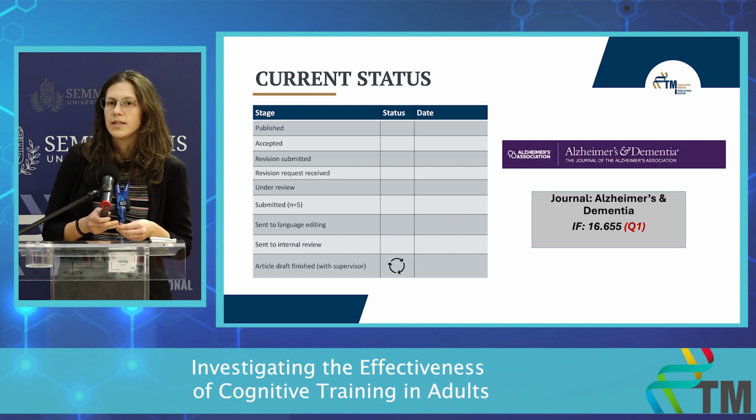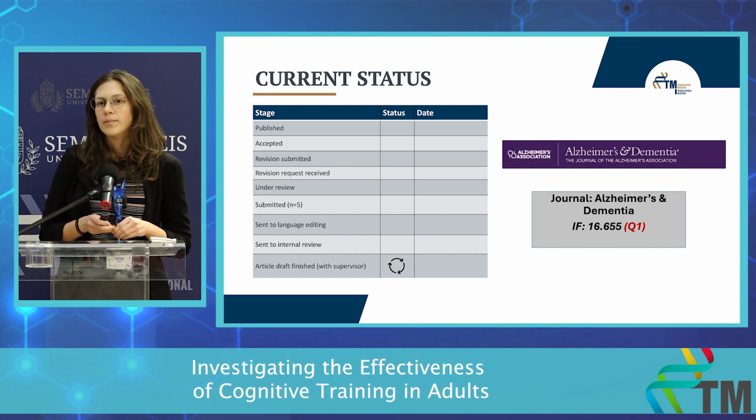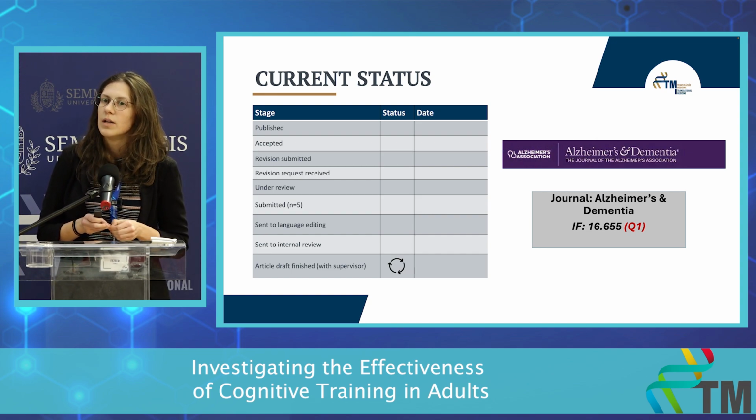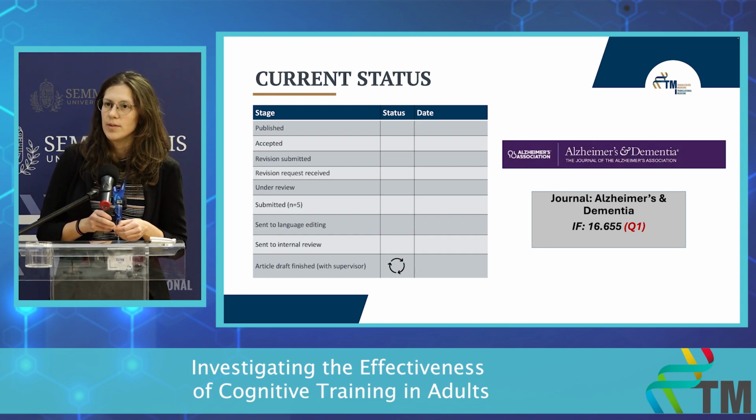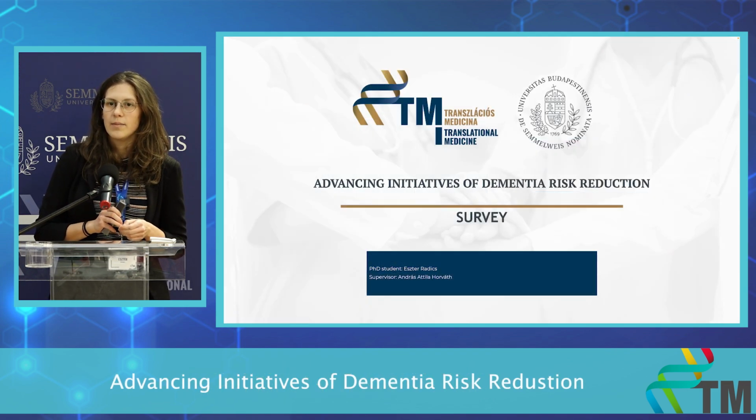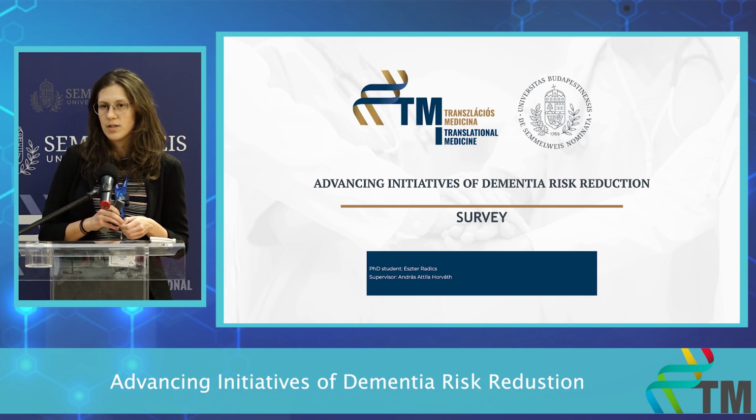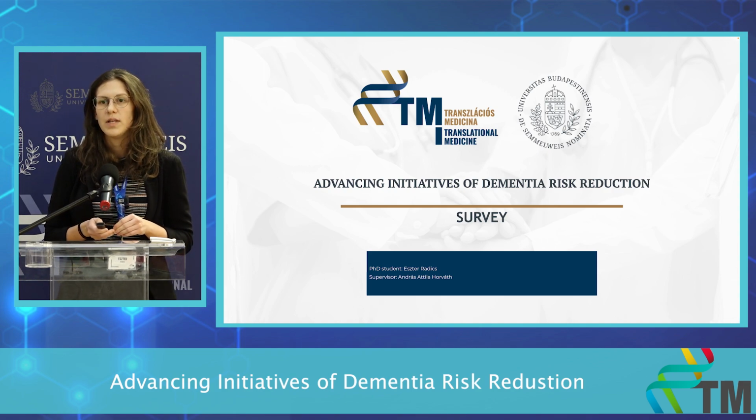So the current status of the paper is that we are working on the last parts of the manuscript, and we are planning to submit it to Alzheimer's and Dementia in February. And my second topic is advancing initiatives of dementia risk reduction, which, as I mentioned, is a survey.